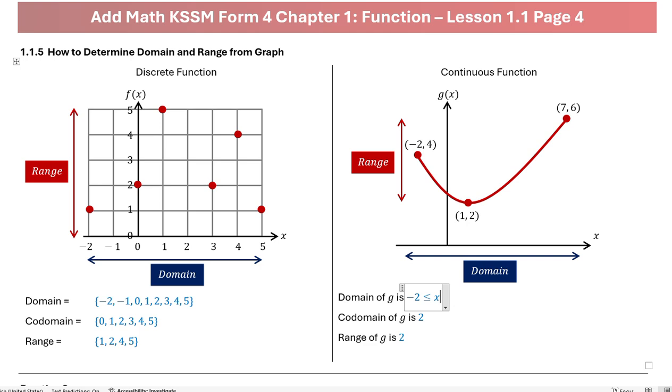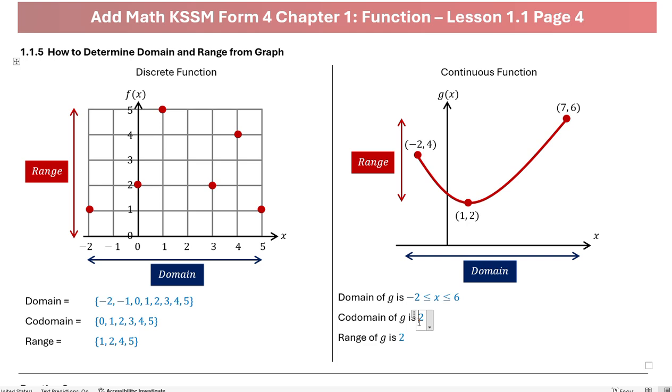Now, very simple. Ask yourself, do you have a graph beyond 6? For example, coordinate 7 or 8. No, we don't have that. Or do you have a graph to the left of -2, like -3? No, the graph only stops there. So that's the domain for continuous function. Codomain and range for continuous function are the same.